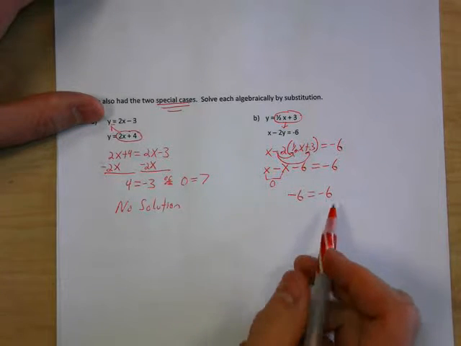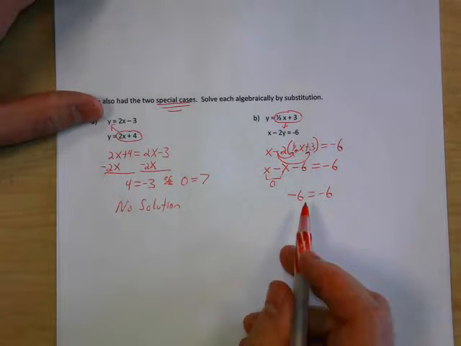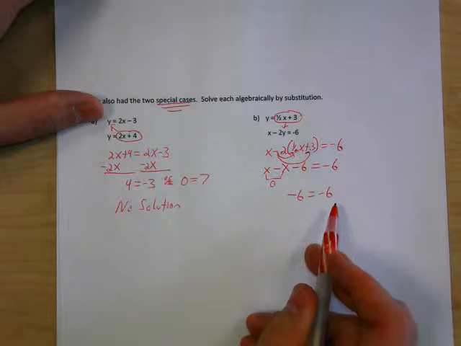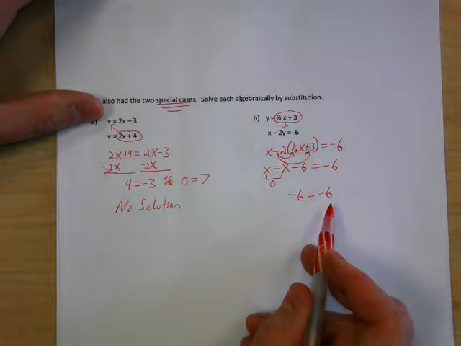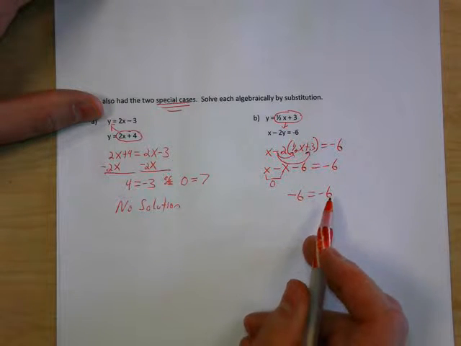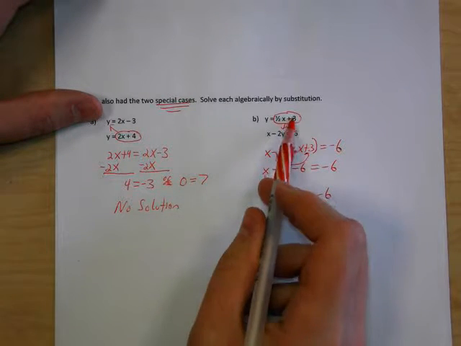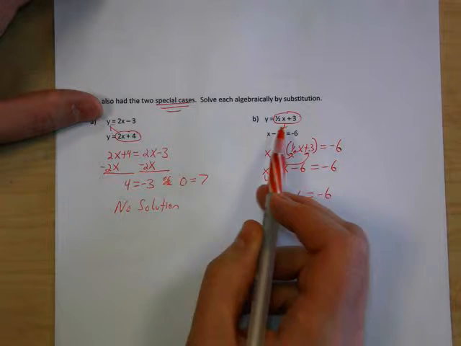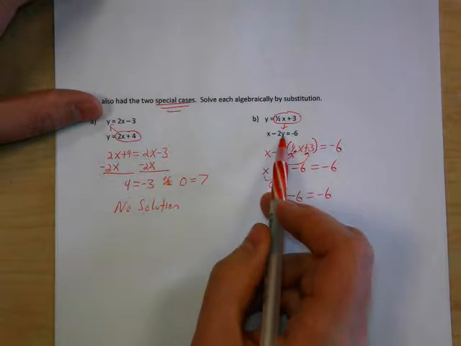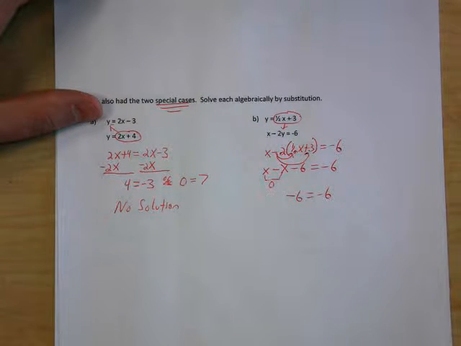We don't have to be great with numbers to recognize that negative 6 equals negative 6. I don't think we need a PhD in math to get that one right. Negative 6 equals negative 6. That is always true. And basically what that means is, no matter what we put in for x, we're going to get the same answer for y for the x value in each equation.